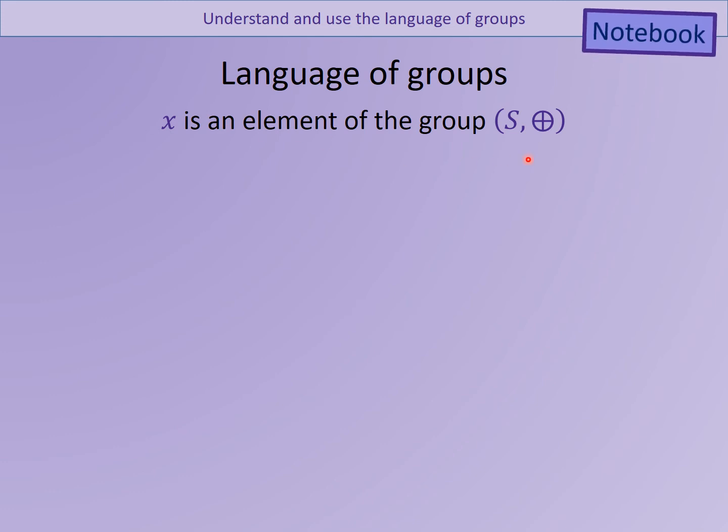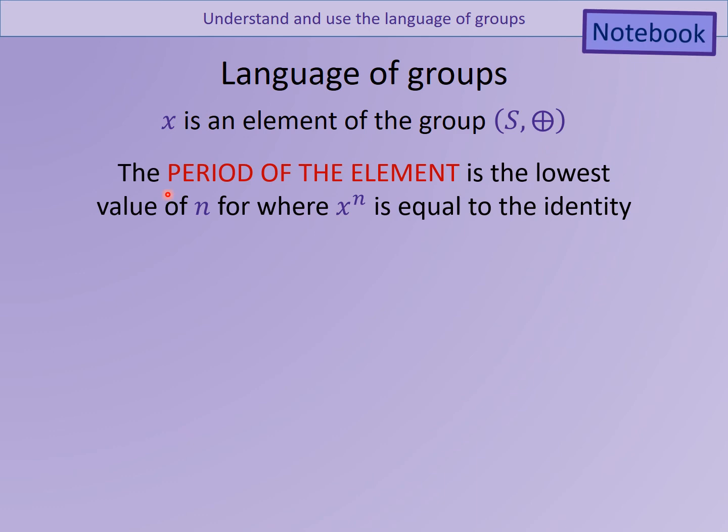So x is an element in the group S, whatever your binary operation is. The period of the element, sometimes called the order of the element, not the order of the group. You need to understand both bits of language. We're going to call it the period so we don't get confused between the two things. So the period of the element is the lowest value of n for which this is equal to the identity. It links in with the period to do with the sequences. It's how long we have to go before we get back to the identity.